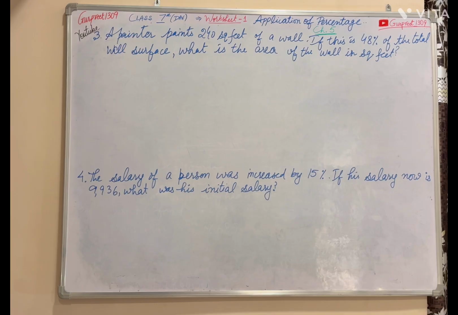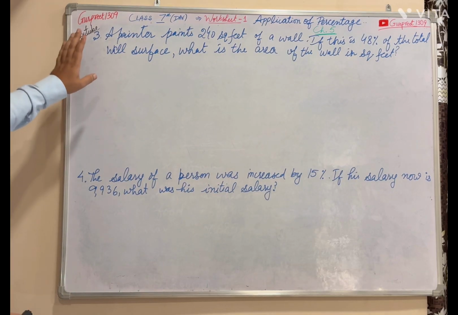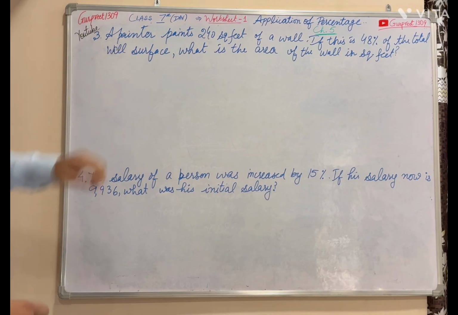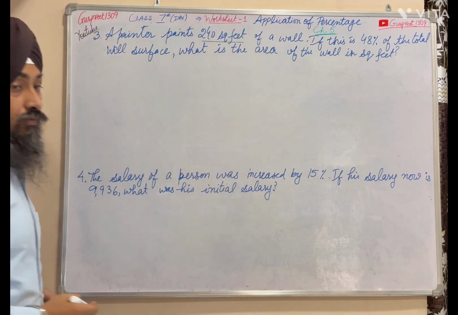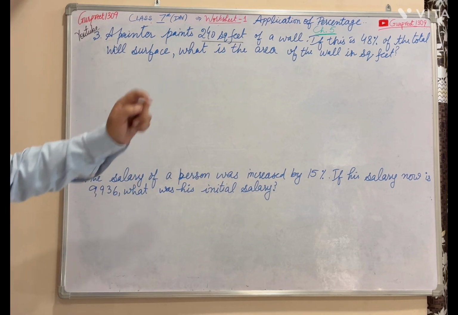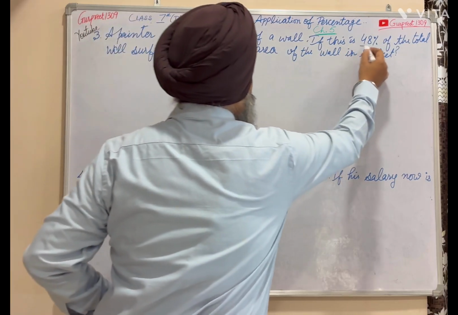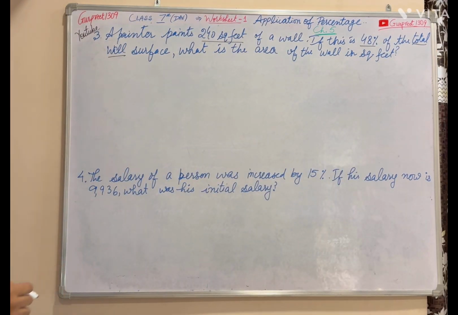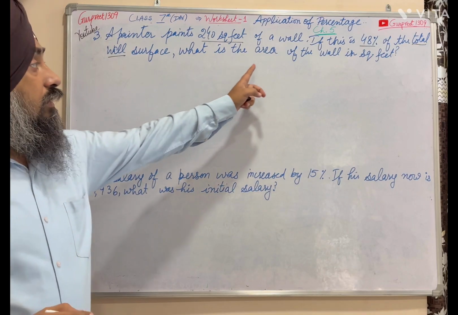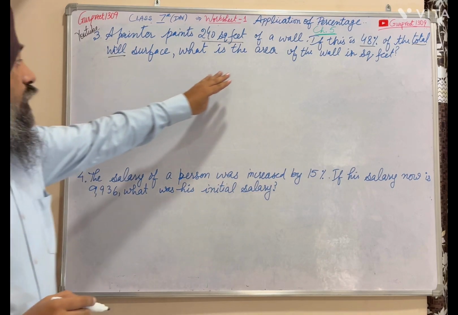Let's start the third question. A painter paints 240 feet of the wall. 240 feet of the wall that he has painted is 48% of what? Of the total wall, okay? And we have to find the area of the wall. So which one do we have to find?